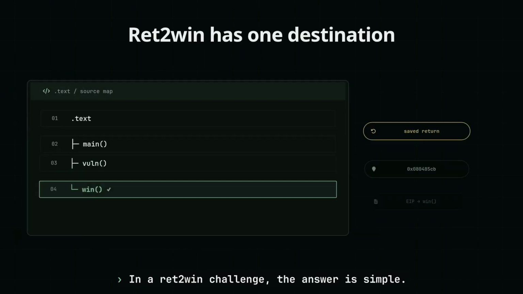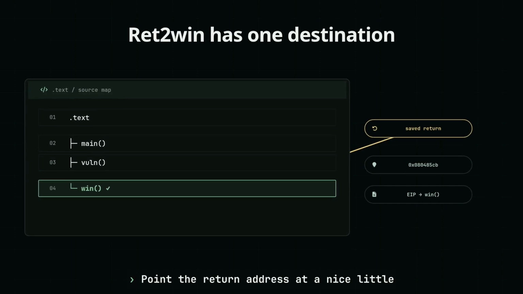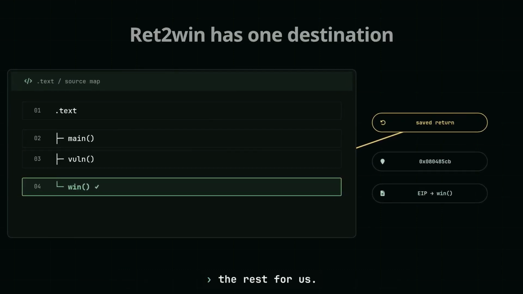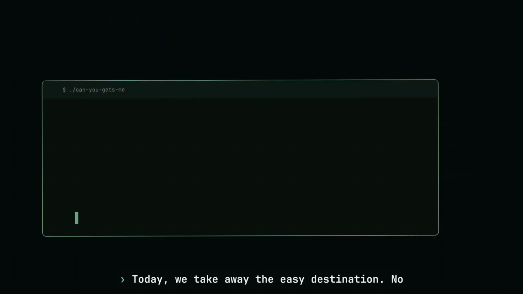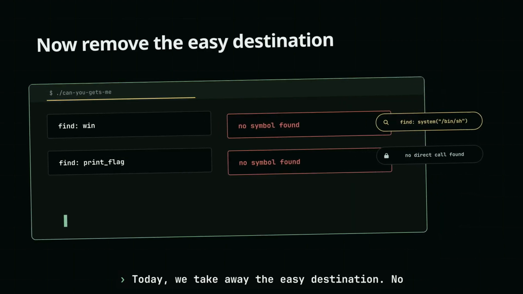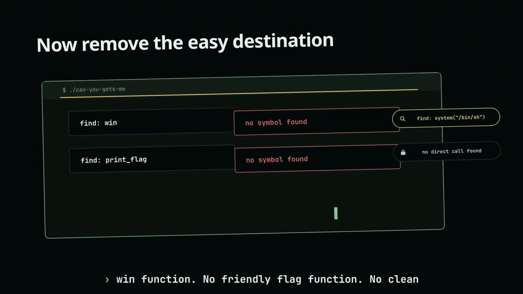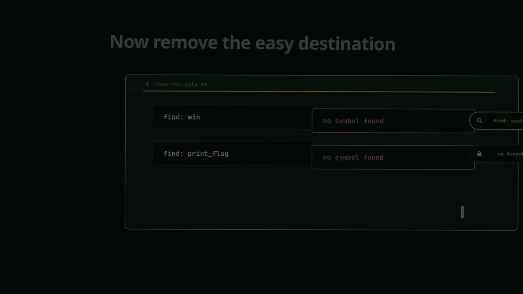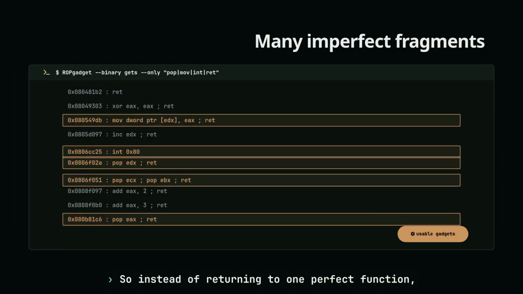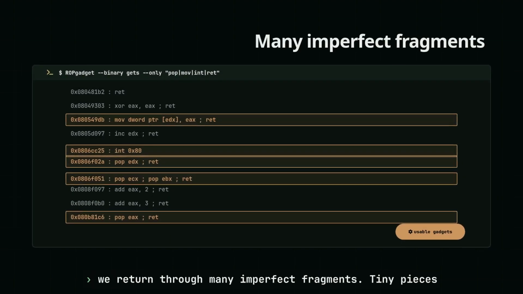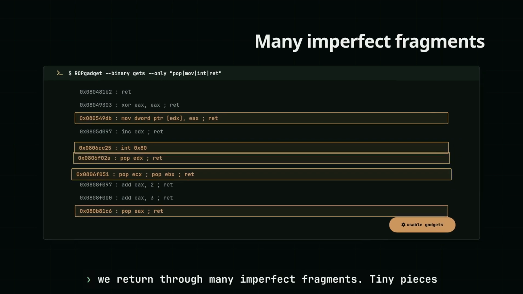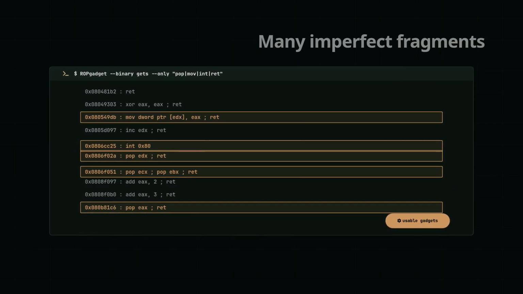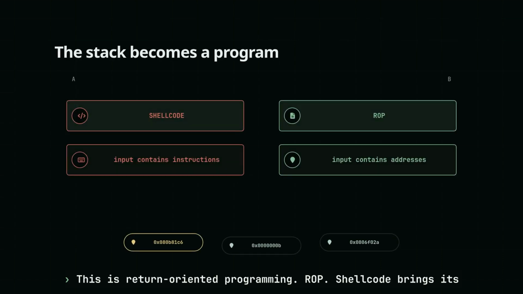In a ret2win challenge, the answer is simple. Point the return address at a nice little win function, and the program does the rest for us. Today we take away the easy destination. No win function, no friendly flag function, no convenient shortcut waiting in the binary. So instead of returning to one perfect function, we return from many imperfect fragments, tiny pieces of existing code, chained together by the stack. This is return-oriented programming.